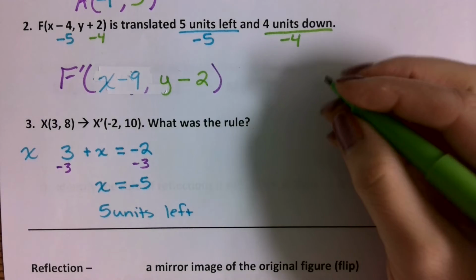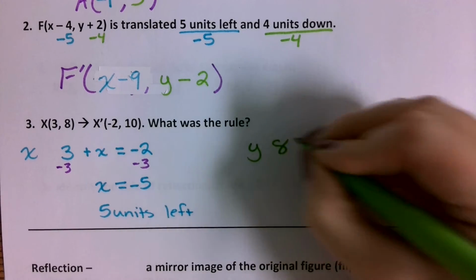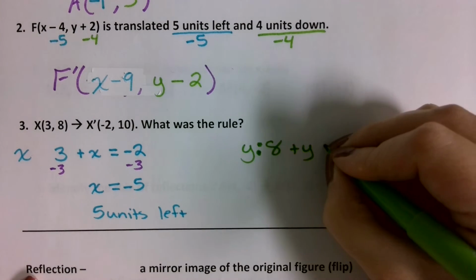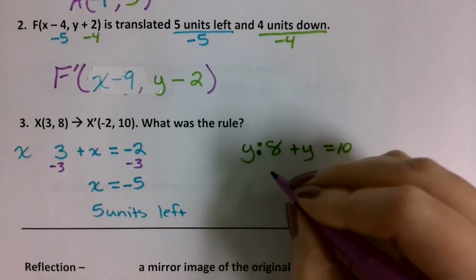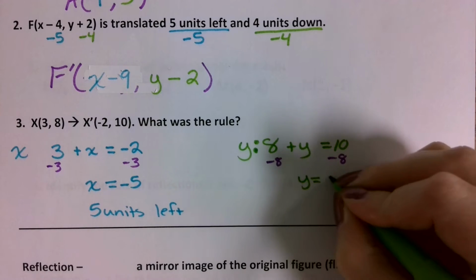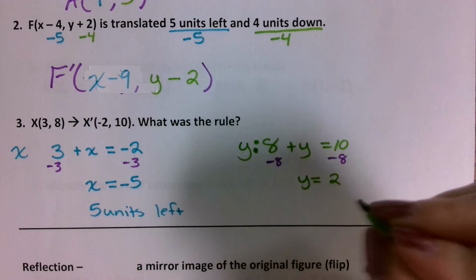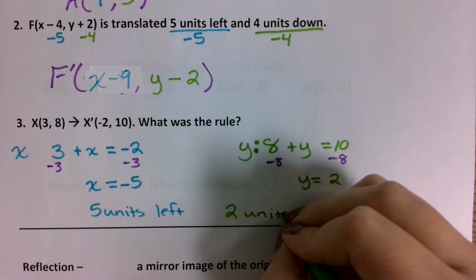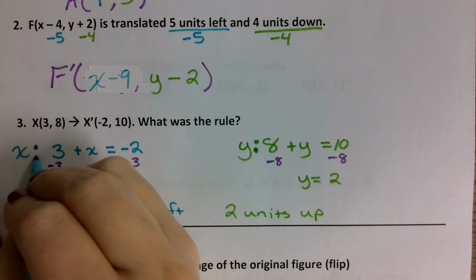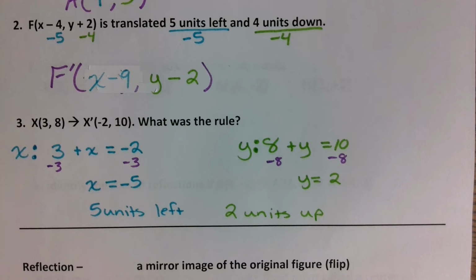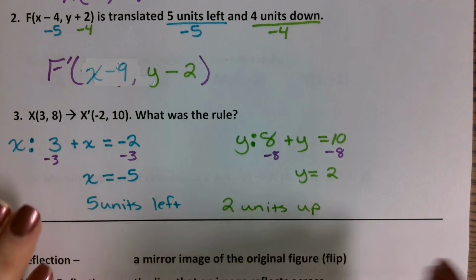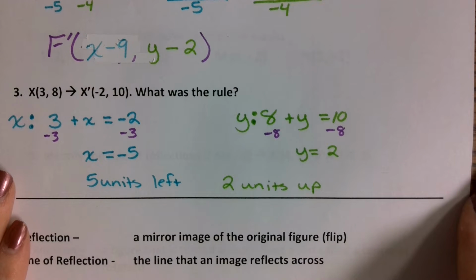Then for the y portion, we started at 8, did something to the y, and we ended at a 10. So if we take 8 away from that 10, then that means that we are at y equaling a positive 2, which means that we moved up 2 units. So 2 units up. Okay, so there is our rule. We went 5 units left and 2 units up, or x minus 5 and y plus 2. Okay, any questions?